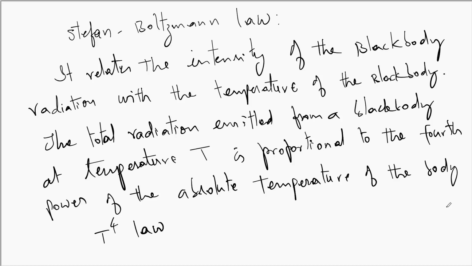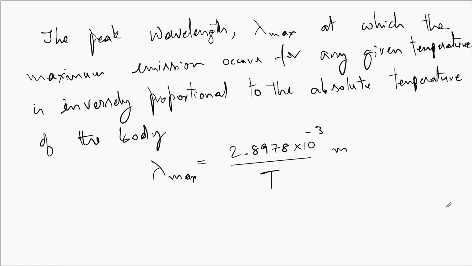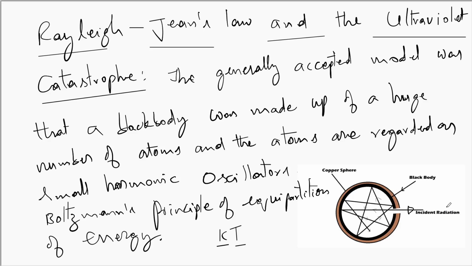We have seen the Stefan Boltzmann's law statement. Since the radiation intensity is proportional to the fourth power of the temperature of the black body, this law is also called the T power 4 law. We have seen the Stefan's constant. We have discussed the black body radiation spectrum to understand Wien's law. We have seen the statement of Wien's law, and we have also seen the Rayleigh-Jeans law and the theoretical model that was used by Rayleigh-Jeans to explain the black body radiation.